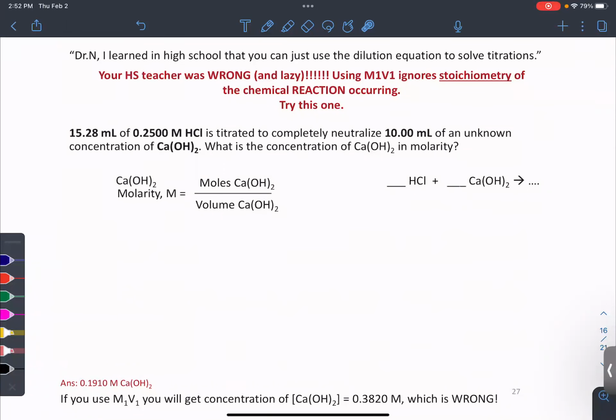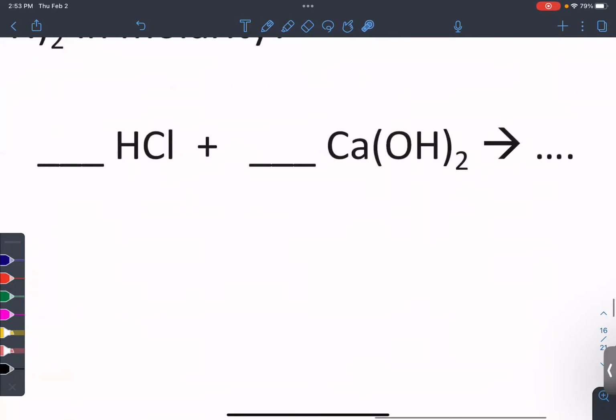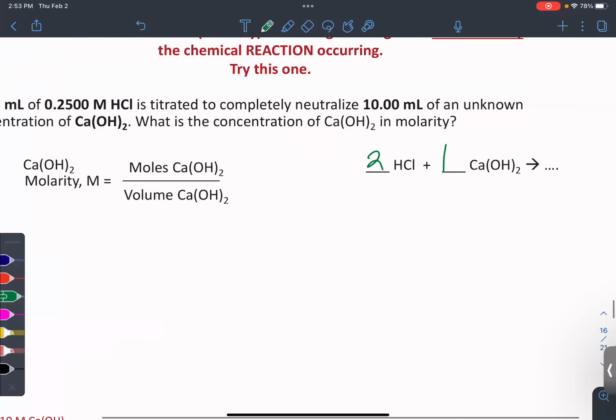It's the same numbers here. All right. So we have 15.28 milliliters of the HCl, and we're neutralizing 10 milliliters of an unknown base. But this time it's not sodium hydroxide, it's calcium hydroxide. So we need to think about the chemical reaction that's happening. How do we balance this? Yeah, we need 2 moles of acid for 1 mole of calcium hydroxide. So if you try to M1V1 this, you will be wrong.